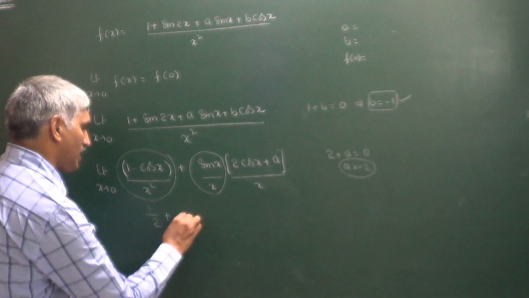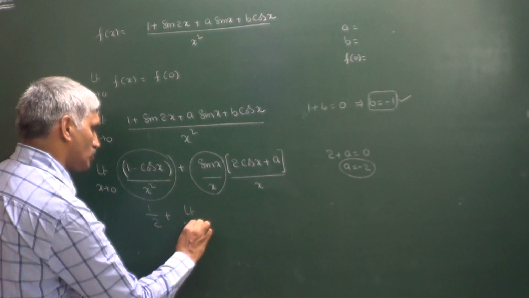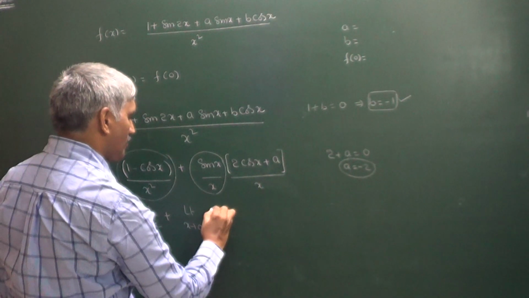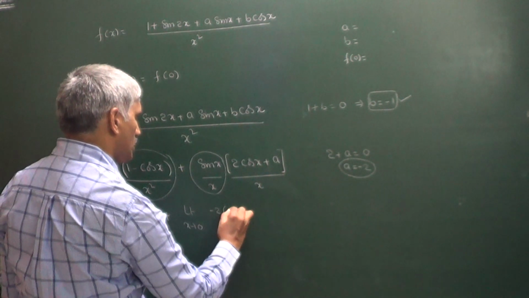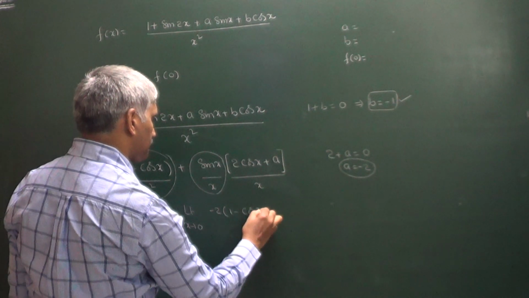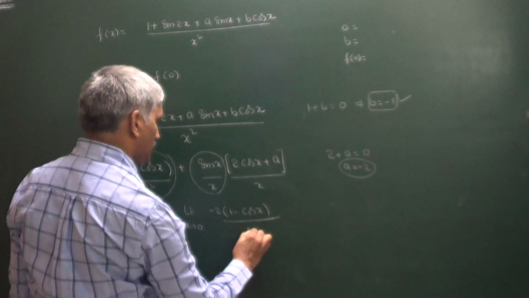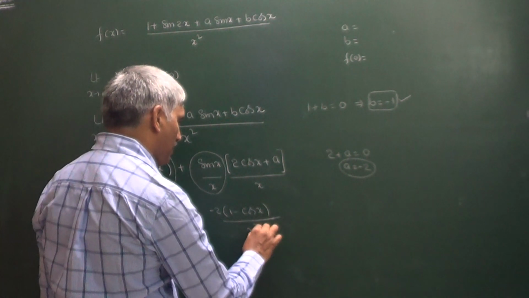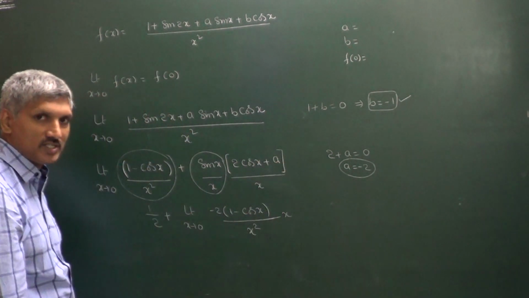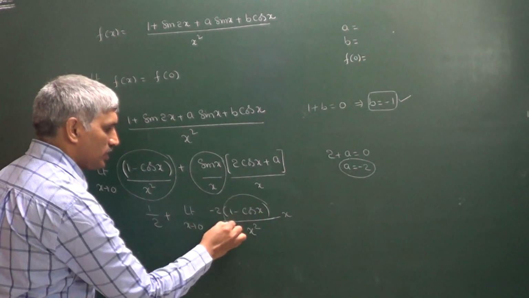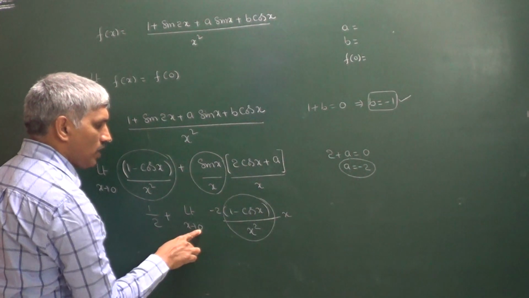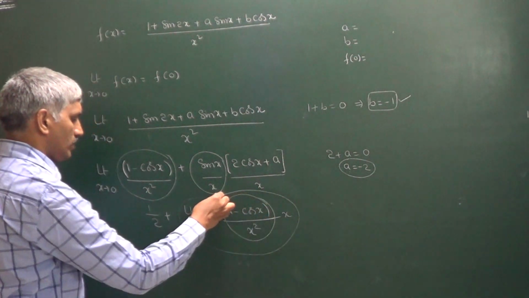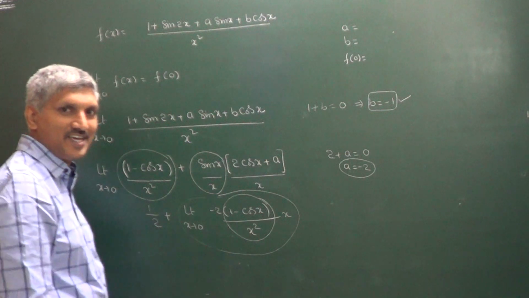Then what happens? 1 by 2 plus limit x tends to 0. If I am substituting a is equal to minus 2 here, then we will get minus 2 common, 1 minus cos x by x is there. But 1 minus cos x by x square is required. That's why multiplying with x and dividing with x. Now what about this limit value? This limit value is equal to 1 by 2 and x is equal to 0, so this total value is becoming 0. Limit value is 1 by 2 only.